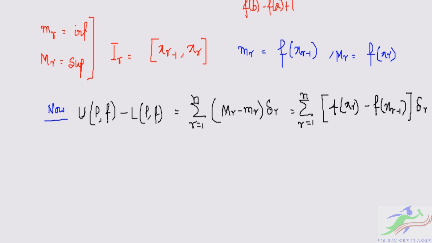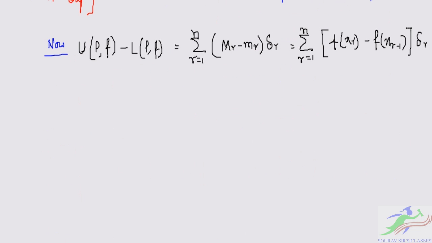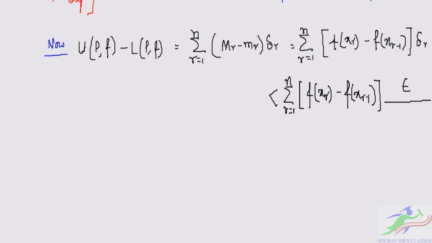Now delta r, we have already seen, is less than or equal to this value. So this must be less than the summation from r equal to 1 to n of f of x r minus f of x r minus 1, where for delta r you just put the value eta by f b minus f a plus 1, right?